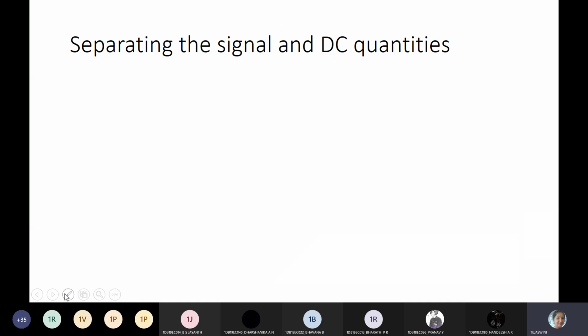So now I am going to write a diagram. Here your intention is to separate the DC quantities and the signal. The amplifier current and voltage are composed of two components, the DC component and the signal component. How are we going to separate them in the diagram? The signal operation of the BJT is obtained by eliminating the DC sources and replacing them by short circuits.